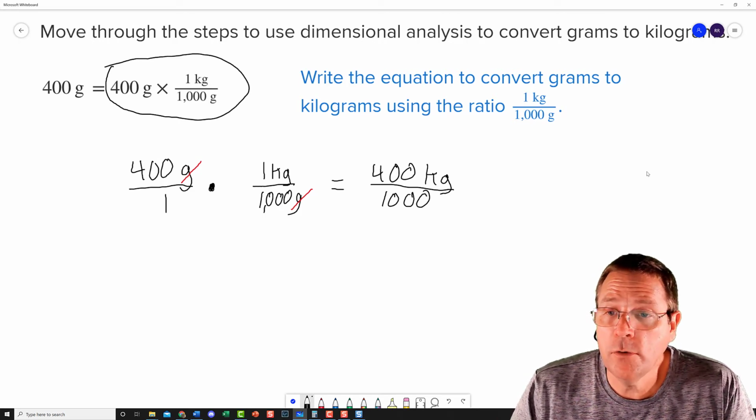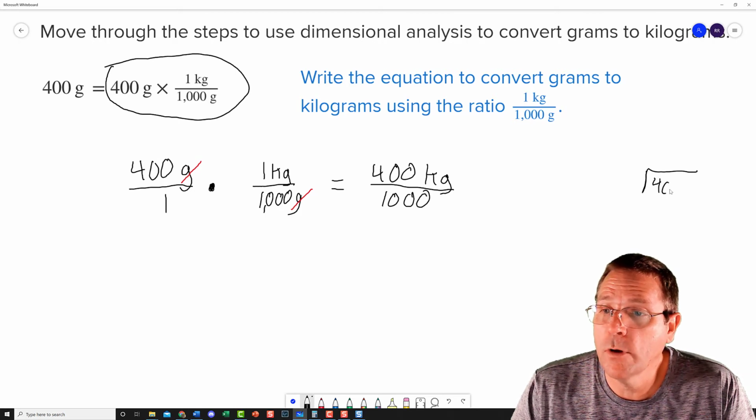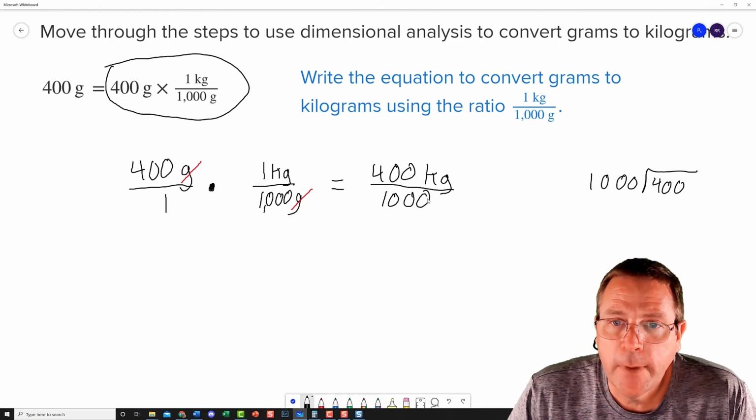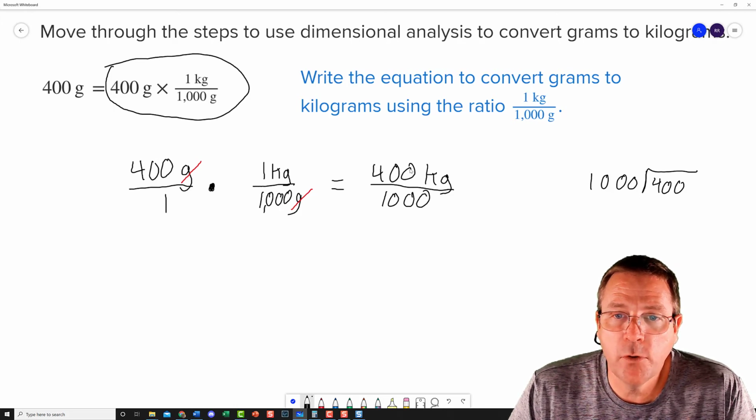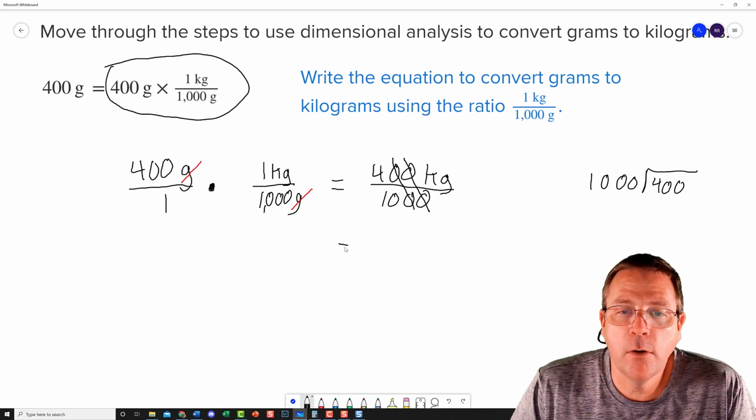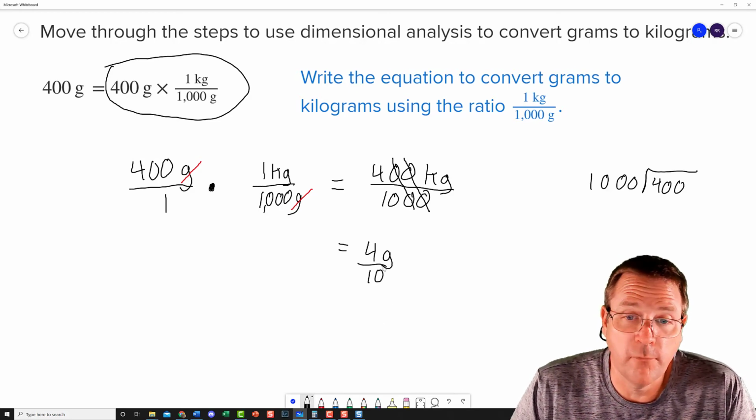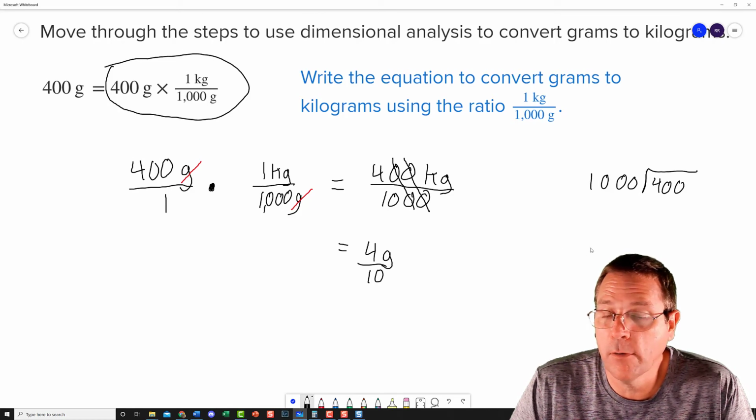Now you could do that as a long division problem where you put the 400 in the house, the 1,000 outside the house, because remember your first number always goes in the house, but I got an easier way. Anytime you're dividing things where you have zeros on the end, you can just cross out the zeros, and now we have that listed as 400 grams is equal to 4 tenths of a kilogram.